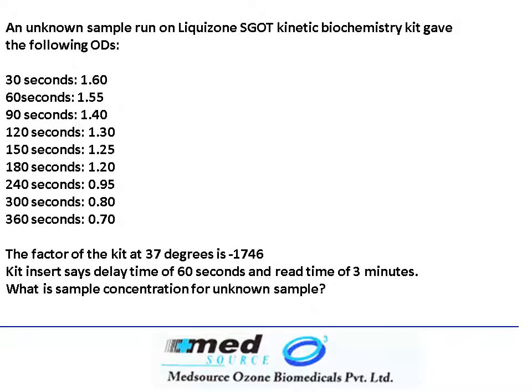Now we look at a third kind of reaction, which is a kinetic reaction. For example, the SGOT kit. The following ODs were generated at 30, 60, 90, 120, 150, 180, 240, 300 and 360 seconds. Once again, if you know how to solve these kinds of problems, please pause the presentation and try solving it yourself.